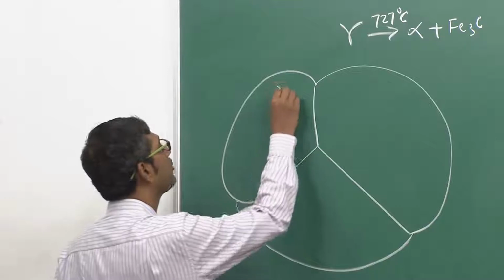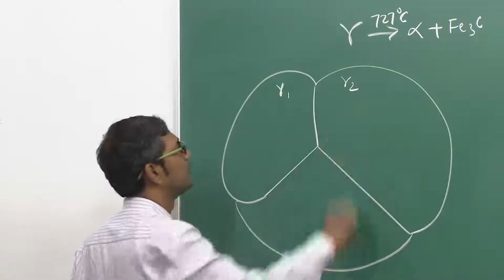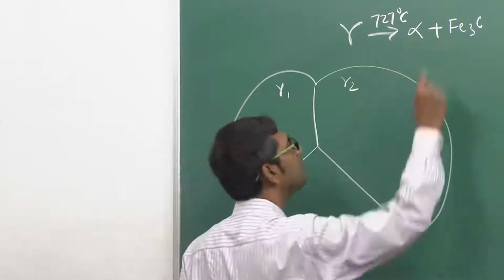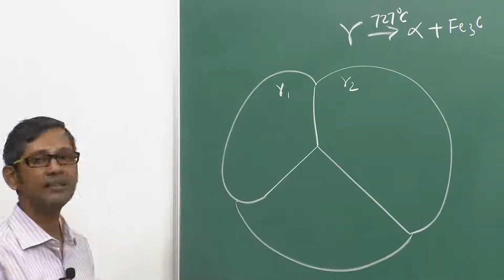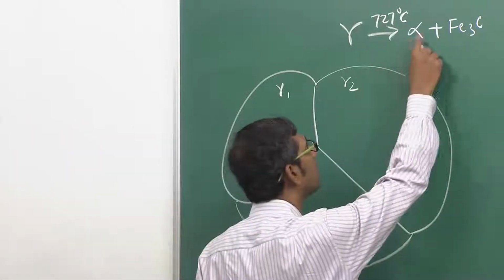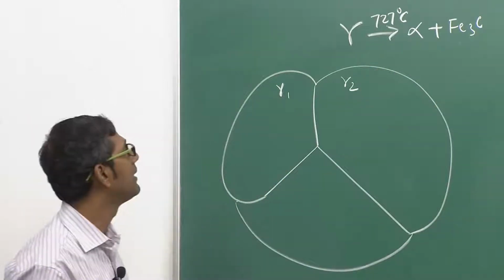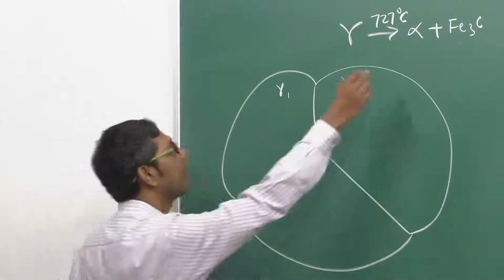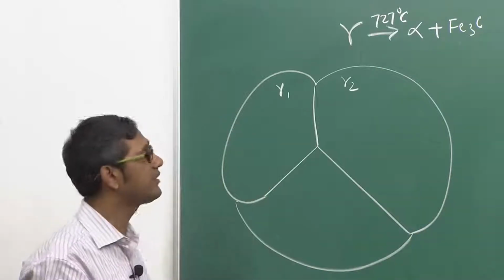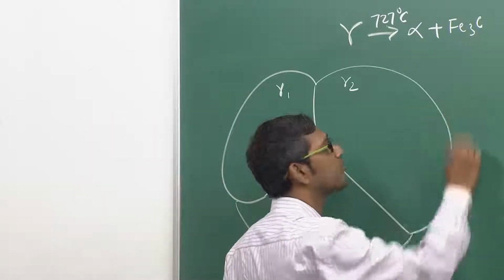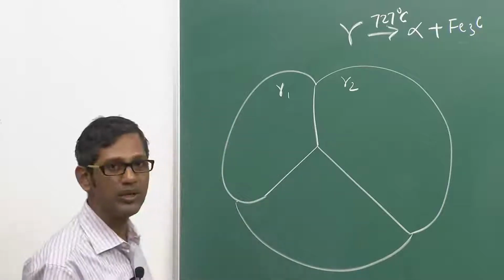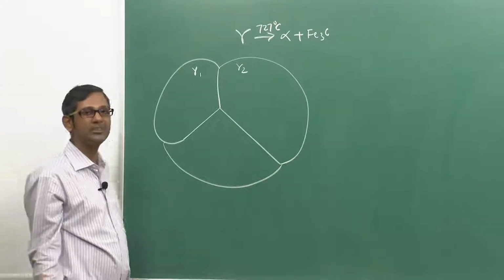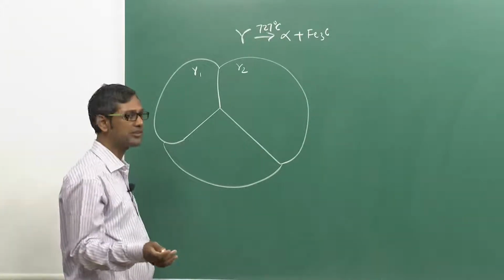So let us suppose I have 2 grains, gamma 1 and gamma 2. Nucleation can happen for either of the 2 phases. It does not matter whether it starts with alpha or Fe3C. Normally, in steels with carbon concentration less than about 0.8%, alpha is easy to nucleate, and on the other hand with carbon concentration more than about 0.8%, Fe3C is easy to nucleate. But this is in general. You can always have nucleation of alpha or Fe3C irrespective of the carbon concentration in the steel.